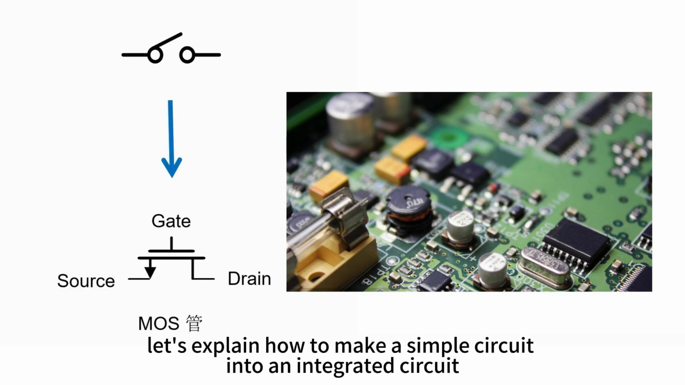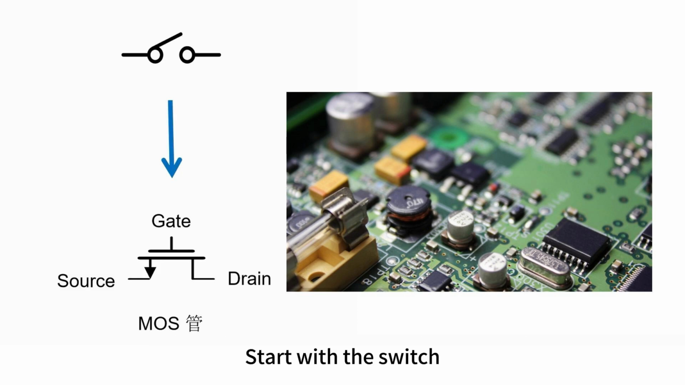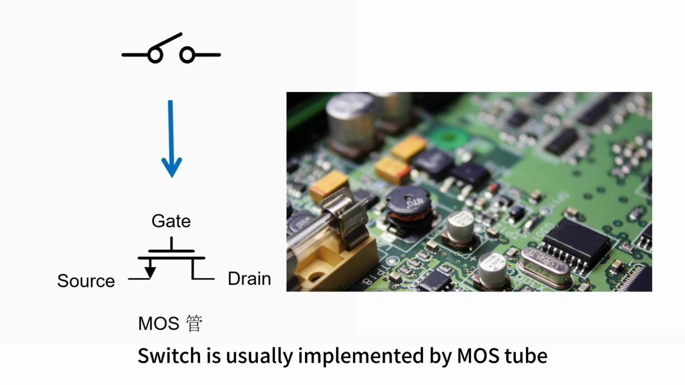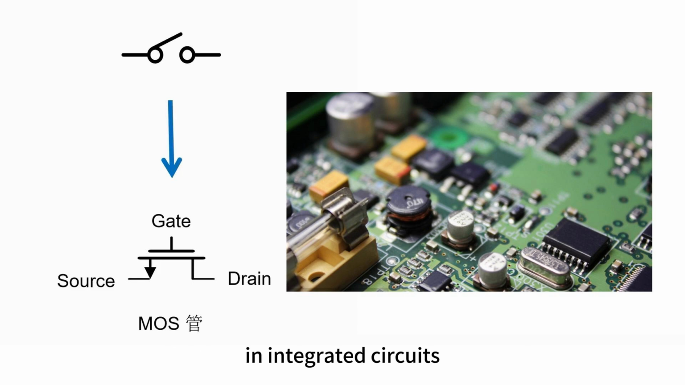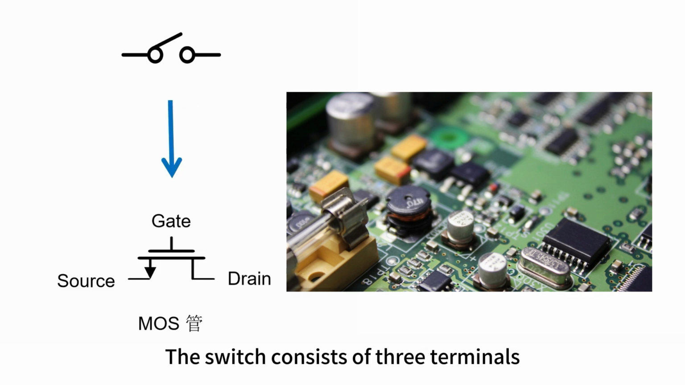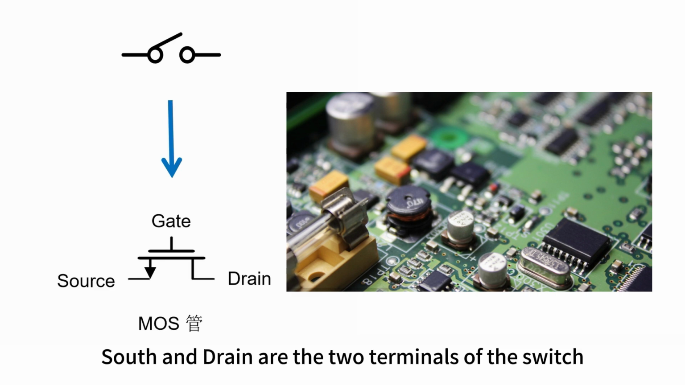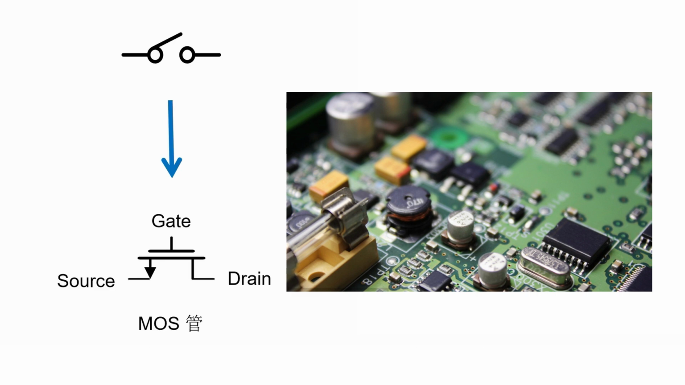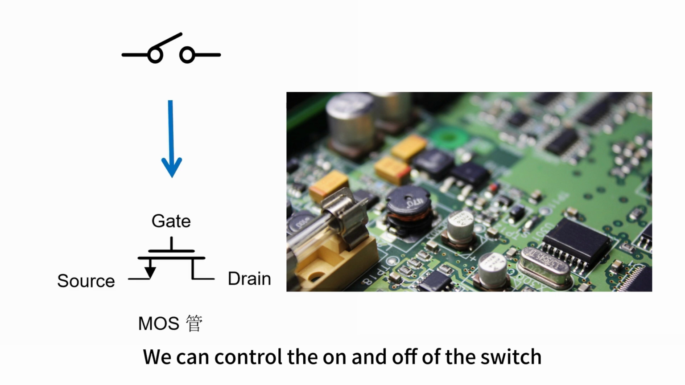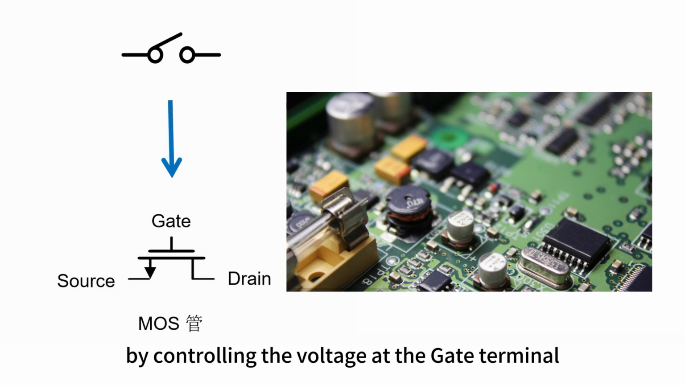Next, let's explain how to make a simple circuit into an integrated circuit. Start with the switch. The switch is usually implemented by a MOS tube. In integrated circuits, the switch consists of three terminals: gate terminal, source terminal and drain terminal. Source and drain are the two terminals of the switch. We can control the on and off of the switch by controlling the voltage at the gate terminal.